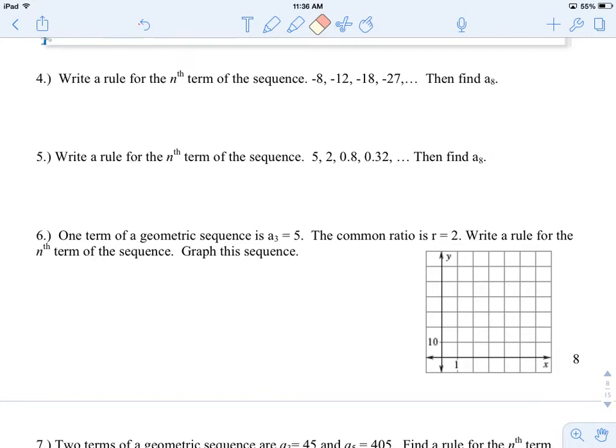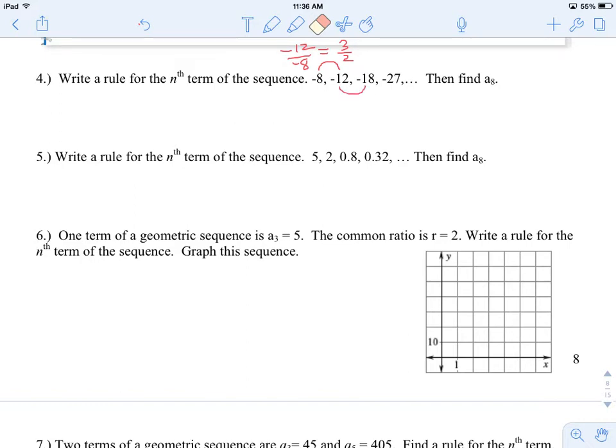So in example 4, it says to write a rule for the nth term of the sequence -8, -12, -18, -27. So if this is a geometric sequence, to find its common ratio, I need to take my second term and divide it by my first term. Well, this doesn't divide evenly, so I'll reduce it to its most simplified form. The negatives divide out because a negative divided by a negative is a positive. Both 12 and 8 are divisible by 4. So in its most simplified form, I get 3/2.